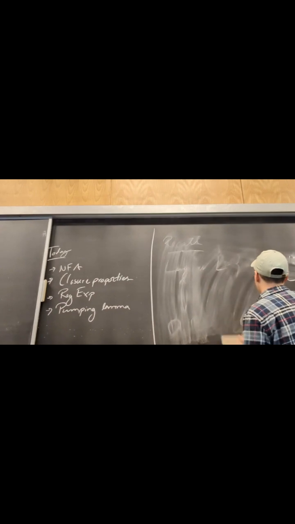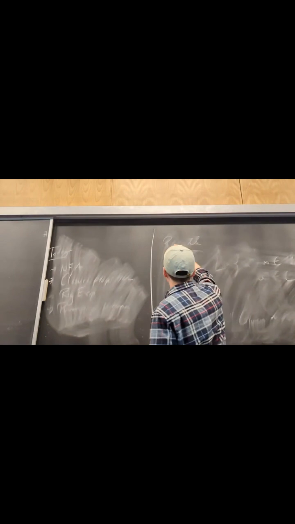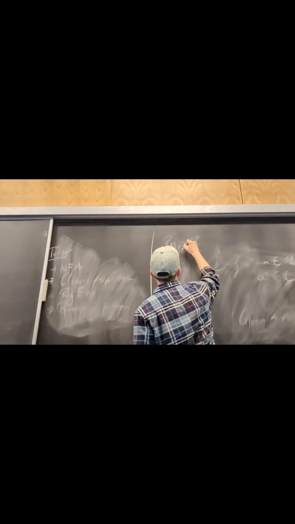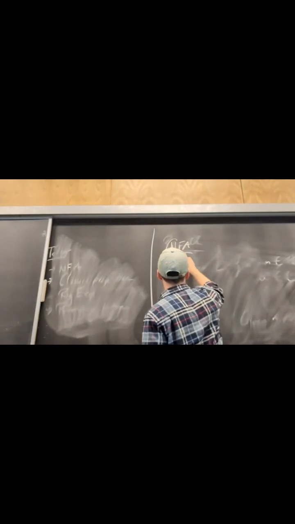Okay, so those are DFAs, the simple models of computation. Now we have slightly more sophisticated models of computation we're going to look at, which are NFAs. NFAs are slightly different because they use non-determinism.